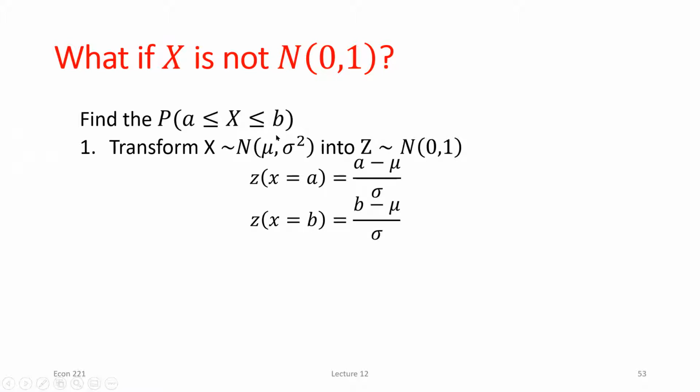I then take the value of b and turn that into a z-score. Subtract the mean, divide by the standard deviation. Well, now I have two z-scores. I can find the area to the left of the z-score for a, the area to the left of the z-score of b, and similar to the last example we just worked through, subtract the smaller one from the larger one, and I'll have what's in between. Okay?